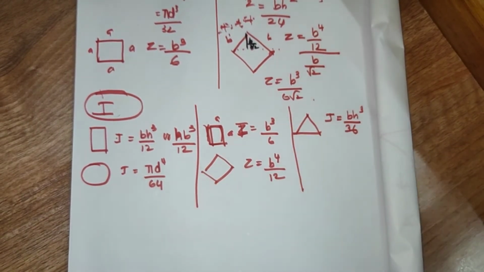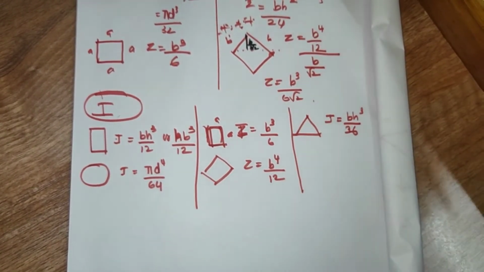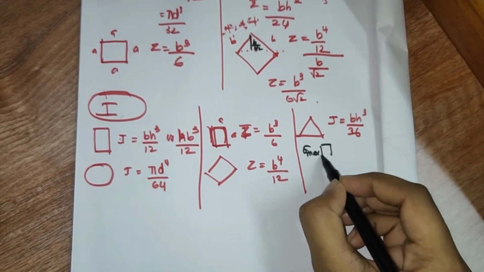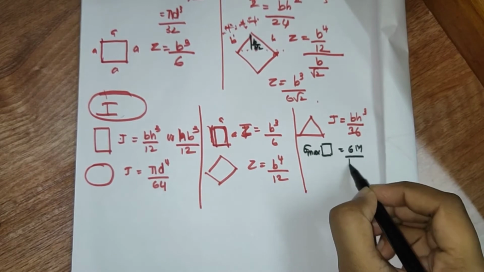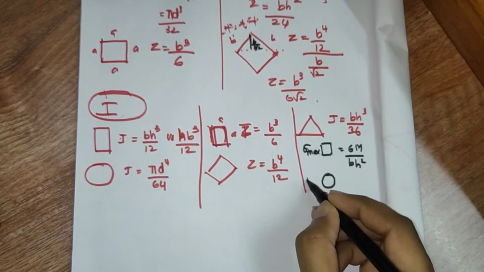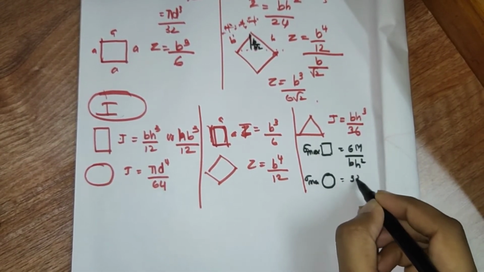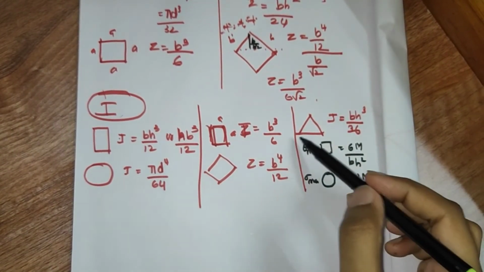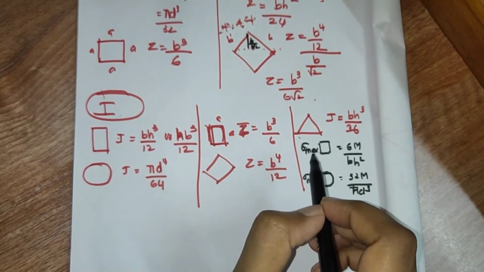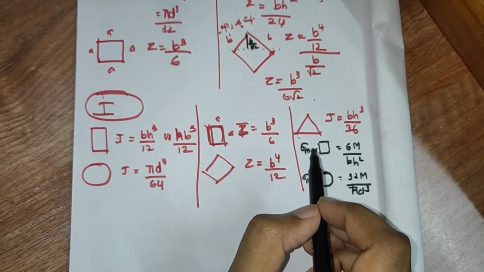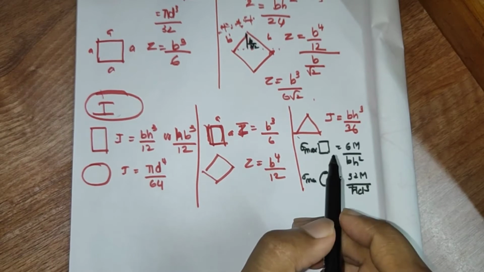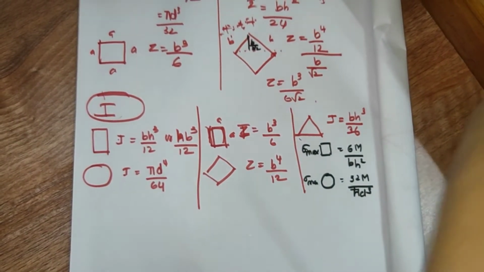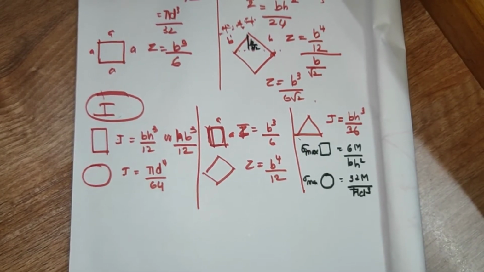And we can just write about the sigma max also. So we can just compare. Sigma max of rectangle equal to 6M divided by bh square. And for circle, sigma max equal to 32M divided by pi d raised to 3. All of this is important, because sigma max of the rectangle is 6M divided by bh square, and for the circle it is 32M divided by pi d raised to 3. And we have just found the moment of inertia of these sections.